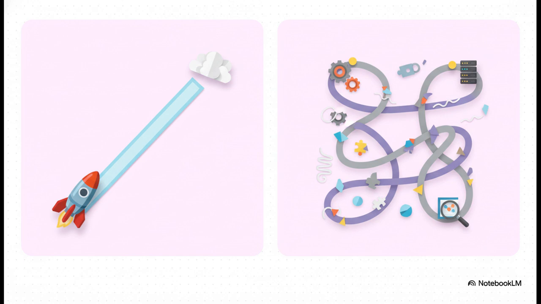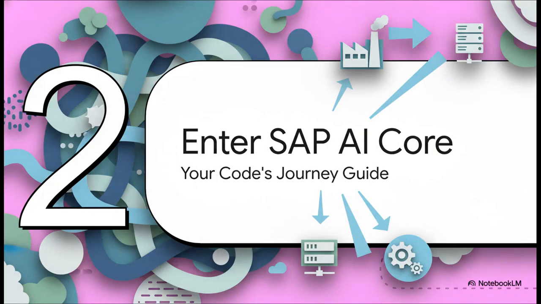It's not a single step, it's a whole journey. You've got this complex life cycle with all these different stages. You have to train the model, then you have to serve it, you have to monitor it. It's a lot. And that complex journey is exactly where SAP AI Core comes in. Think of it as the expert guide for your code. It's built to handle all that messy, complicated stuff and shepherd your model safely all the way to production.